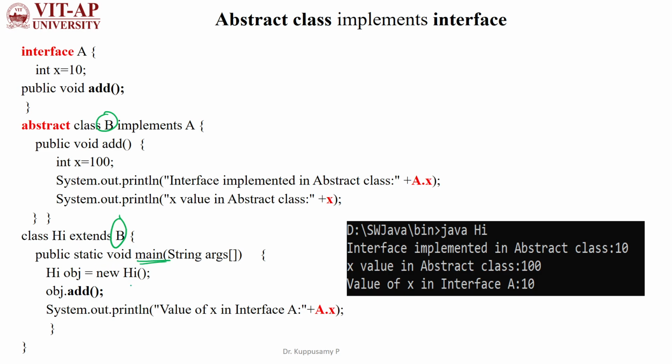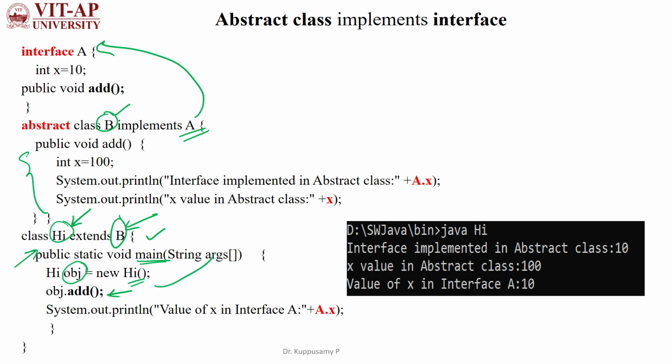Again the main method is created here. Then I create the object variable using the class high, which has access to the parent class B, so it accesses the features of B. The parent class B has access to interface A. So through high we are accessing the parent class B, and B has access to A, so high can access both the abstract class B and interface A through the inheritance concept.